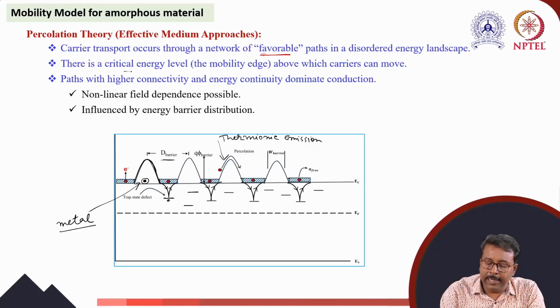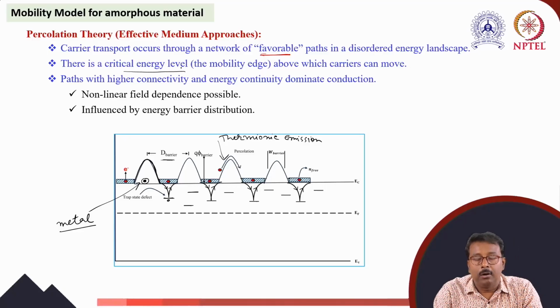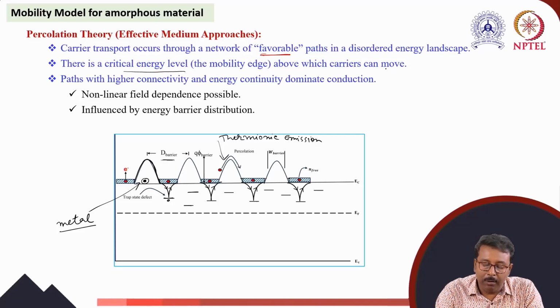There is a critical energy level, called the mobility edge, above which carriers can move; otherwise your carrier cannot move. This energy level is called the mobility edge.